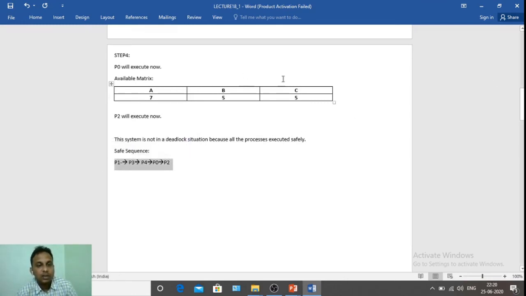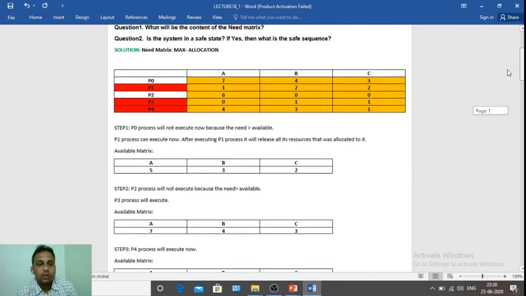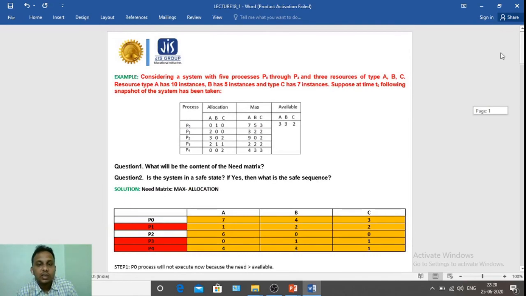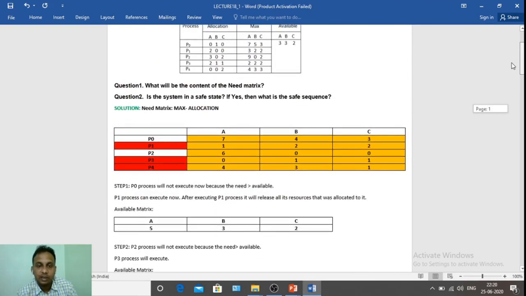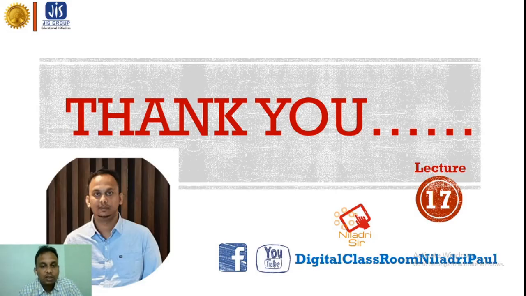So this is how, using Banker's algorithm, we can determine whether a system is in a safe state or not, and we also found the safe sequence, and we also get the need matrix. Students, this is all about Banker's algorithm. You will definitely get a problem from Banker's algorithm.